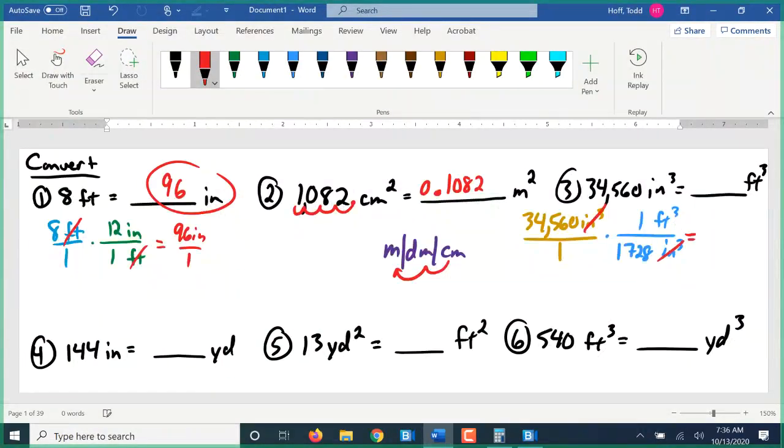Cubic inches cancel out. 34,560 times 1 cubic foot is 34,560 cubic feet. 1 times 1728 is 1728. We divide that out. 34,560 cubic feet divided by 1728 is 20. That is 20 cubic feet. That's 3 questions down.